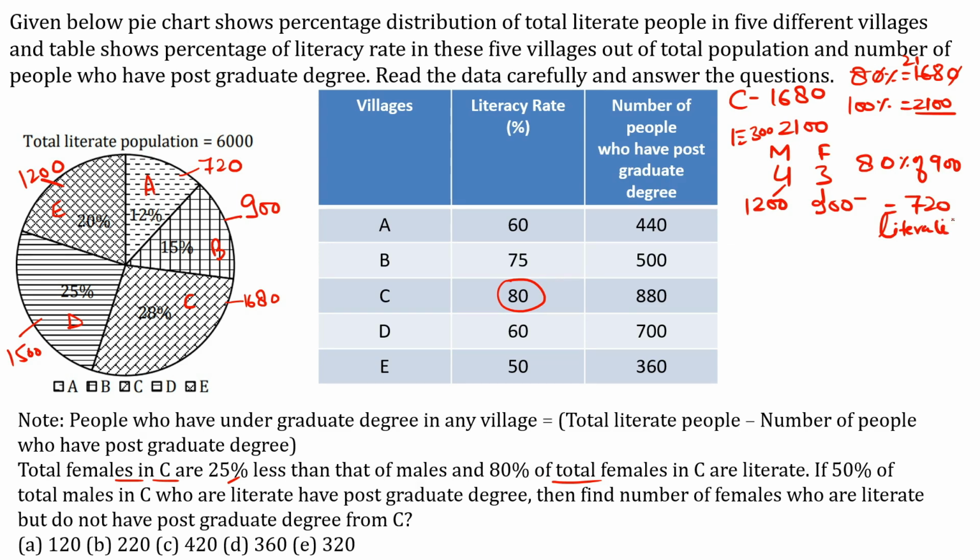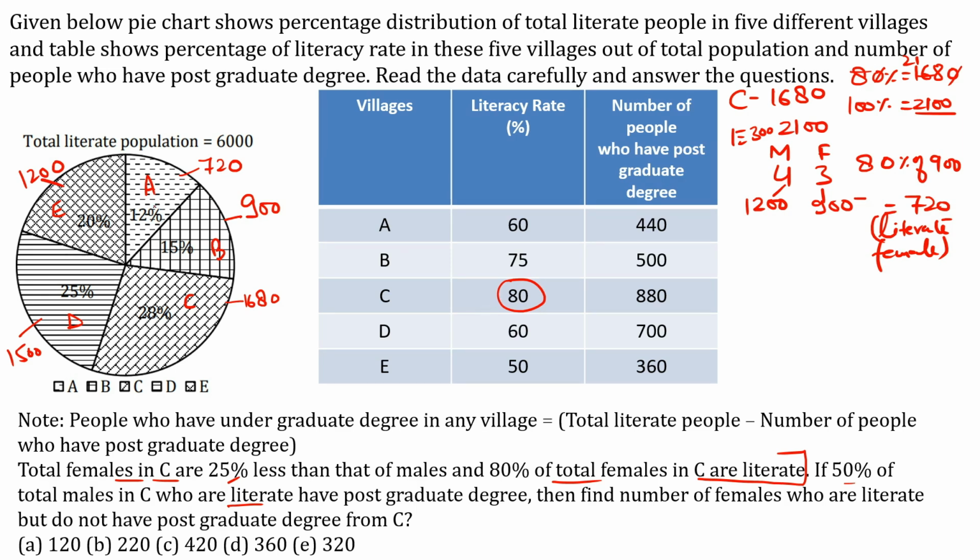Literate female, according to the question. This is what is given in the question. So we are done. If 50% of total males in C are literate, okay, so literate male first of all we need to find, guys. So how can we find the literate male?